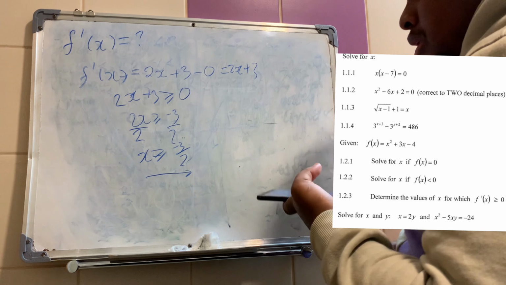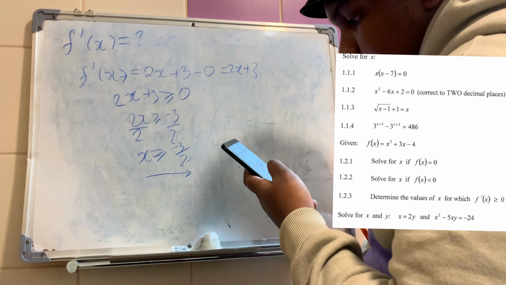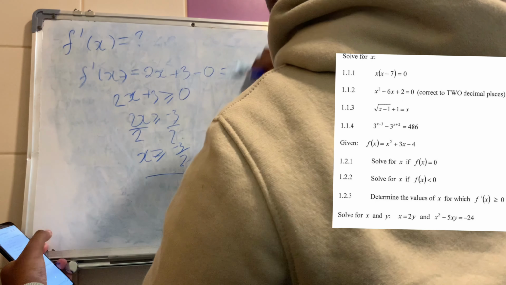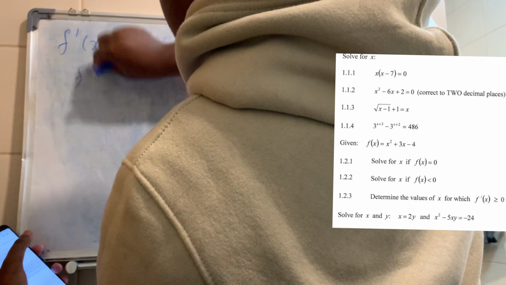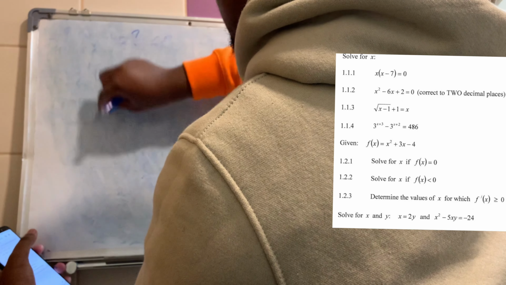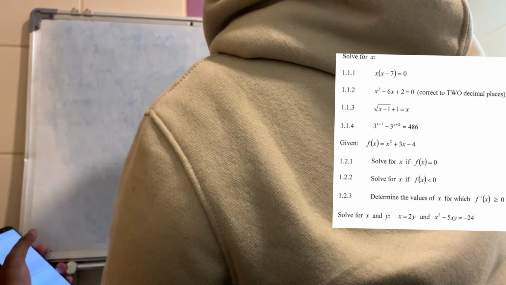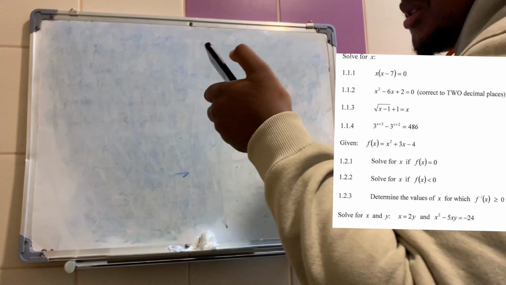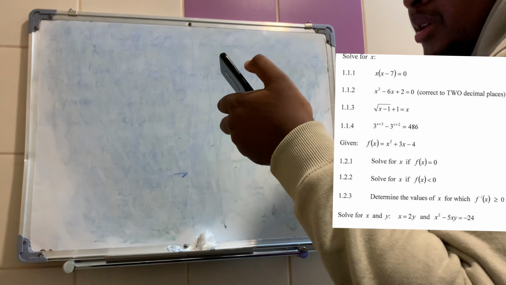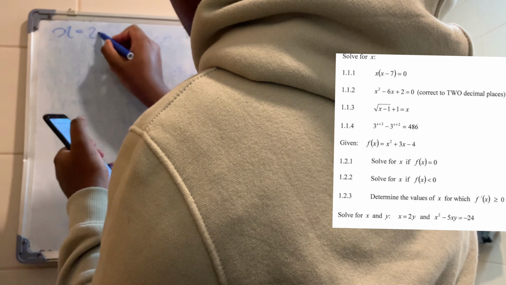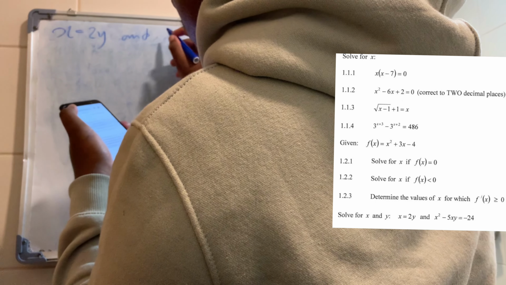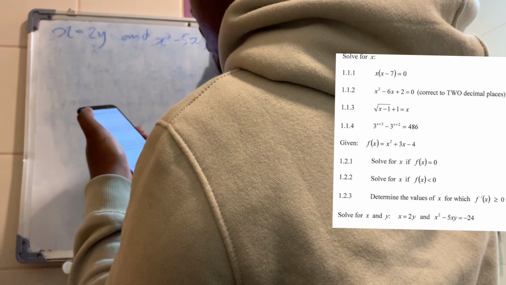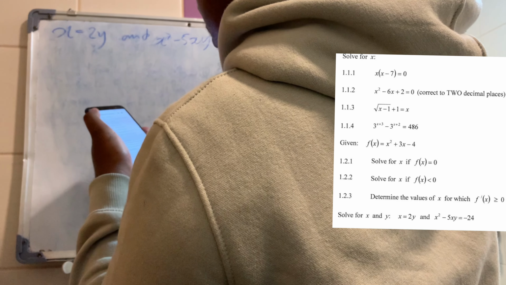Simple. Another one is simultaneous equations, but I think this one is too easy. I am going to do it anyway. If you want to follow what I did, send the question to yourself. This simultaneous equation says solve for x and y, if x is equal to 2y and x squared minus 5xy is equal to minus 24.